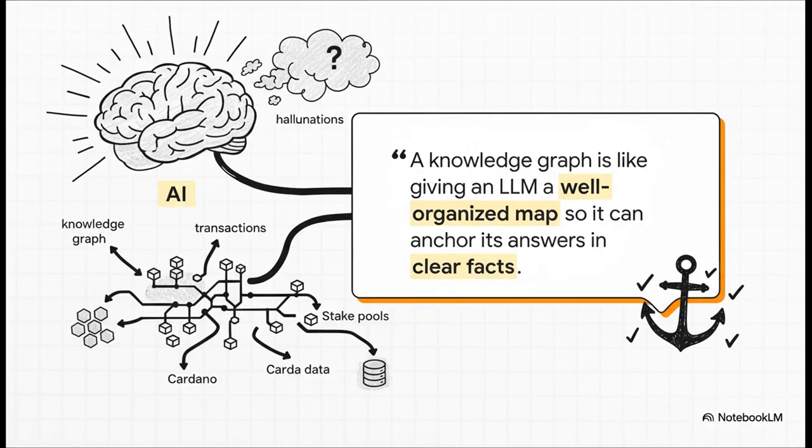This quote just perfectly explains that second pillar. You know how sometimes AIs can hallucinate or just make stuff up? Well, the knowledge graph is the solution to that. It provides a structured, factual map of Cardano, so the AI is forced to use this map, which makes sure its answers are based on verified reality, not just some random guess.